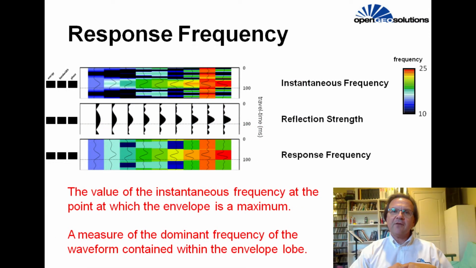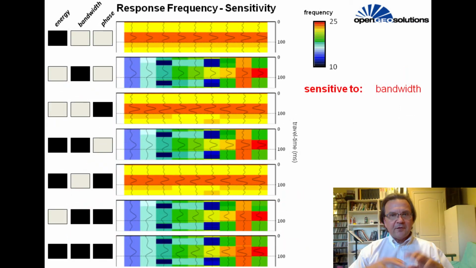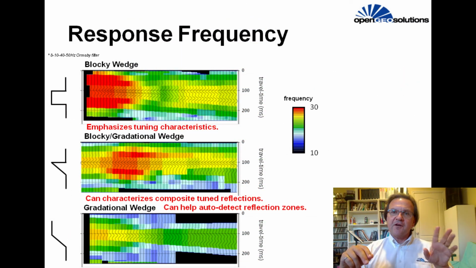Response frequency is the value of instantaneous frequency, once again at the point at which the envelope is a maximum. One value is obtained for each lobe and is returned, just as it is for the response phase and for the response amplitude, as a constant for the entire time width of that lobe from trough to trough. This is a measure of the dominant frequency of the waveform contained within the envelope, and is useful for measuring dominant frequency variations from energy lobe to energy lobe. It is independent of energy and phase. It emphasizes tuning characteristics and can help with characterization of composite tuned reflections.